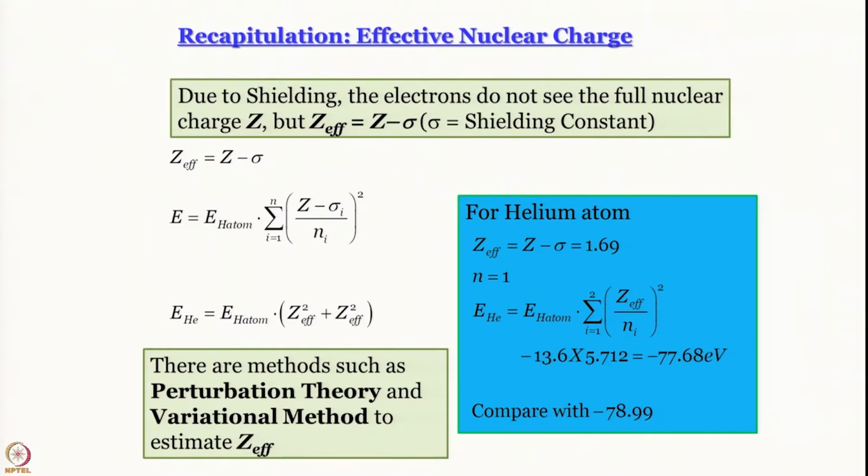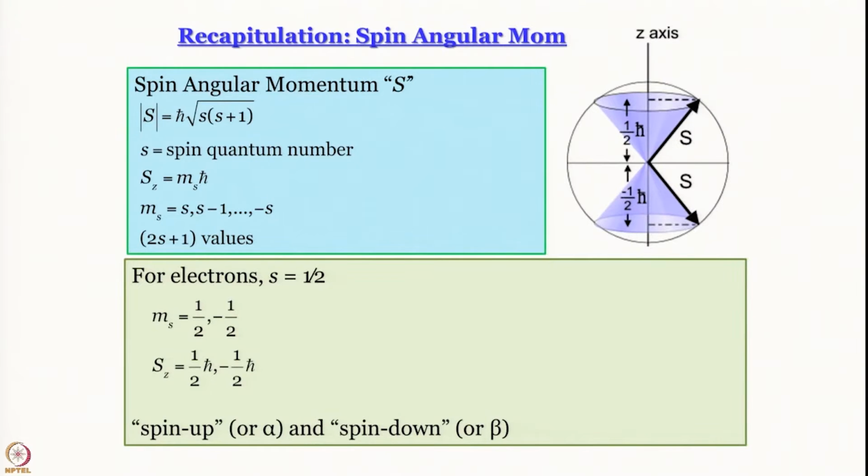And then at that time we had said there are methods like perturbation theory and variational method that help us estimate Z effective. So, that time we had made a tryst with destiny, and now we must redeem our pledge. We must see how perturbation theory and variational method can help us formulate the problem of many electron atoms in a suitable manner. And the other thing that we had discussed, remember, is spin angular momentum.